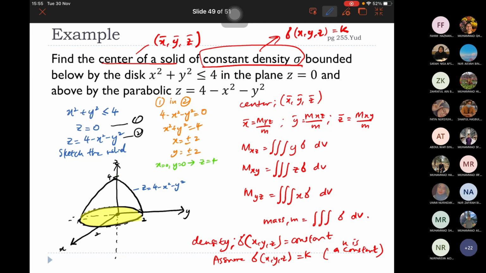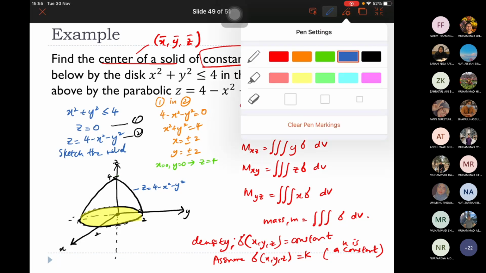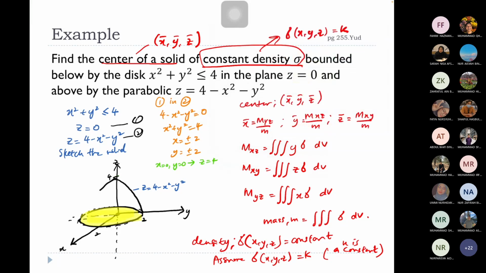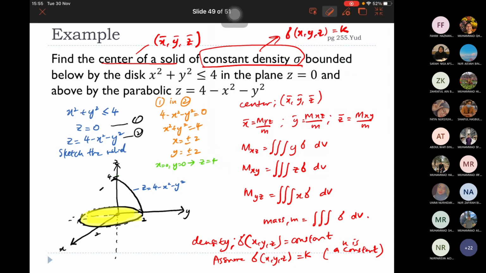Tak cantik lah aku lukis. Kalau lukis tegak-tegak cantik sikit. The drawing is a bit sengit. So make sure it will be something like paraboloid. Dia macam kalau main gula-gula dulu tu, yang tikam-tikam.